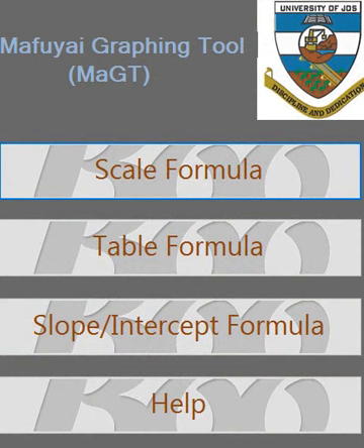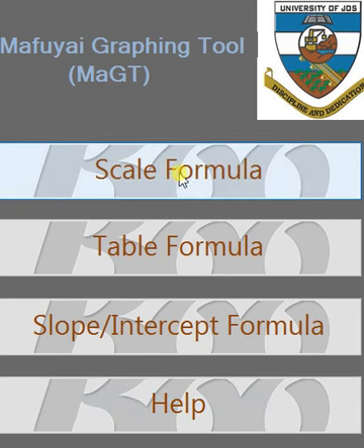You have this interface. Here is scale formula. You use this to find your scales. Table formula, you use this to convert your values into the millimeter equivalent of your paper. Slope and intercept formula, use this to convert millimeters of your paper into the equivalent of your values. If you want to watch a video demonstration, you can use help. So let's see how you find your scales.